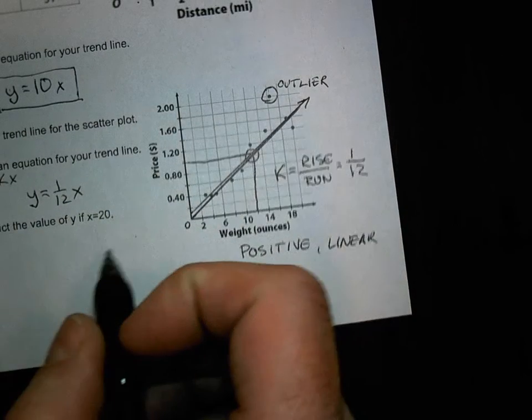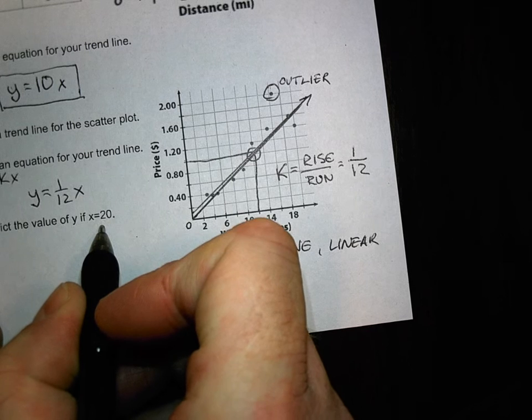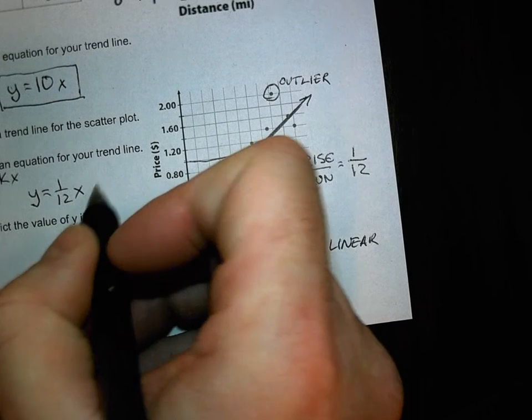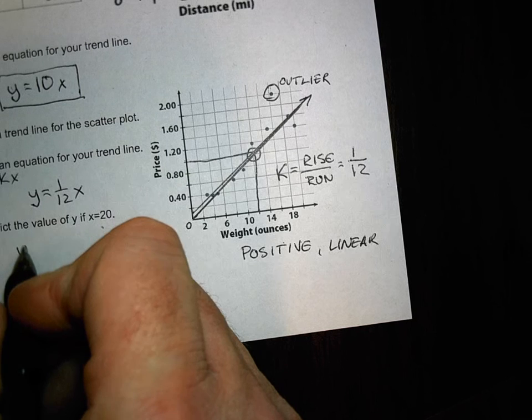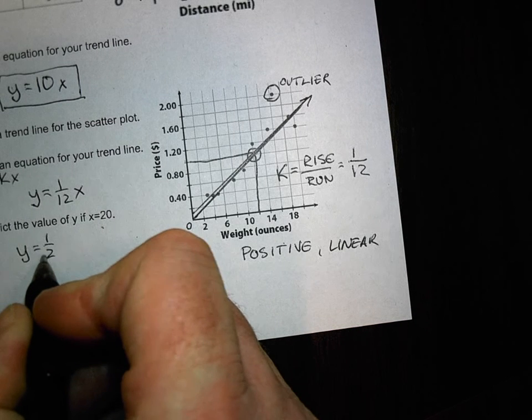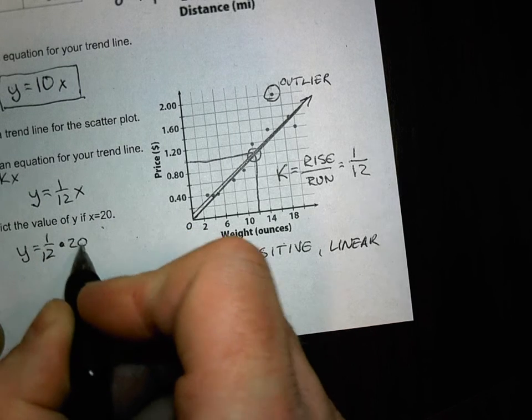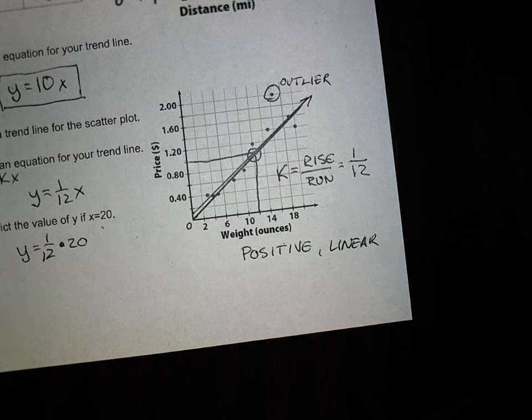Okay. So if x is 20, what will y be? To do that, we just do y equals 1/12 and replace x with 20. So that's 1/12 of 20. That's 5 over 3, or 1 2/3, right? So the price would be $1.66, or 67 if we round up.